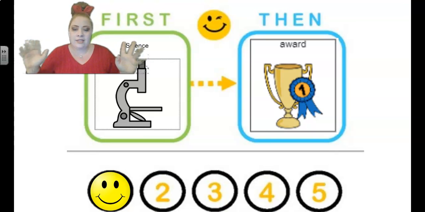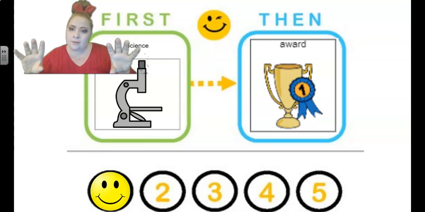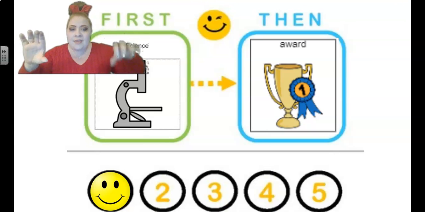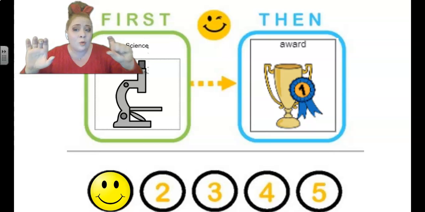For me, I created this and I was like, this is very visual and I like it. So what I have is a first-then board on the top. I have what we're doing. We're doing science. And then I have a generic award because I have to keep it generic.